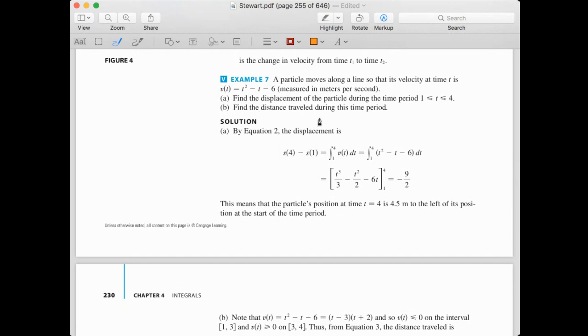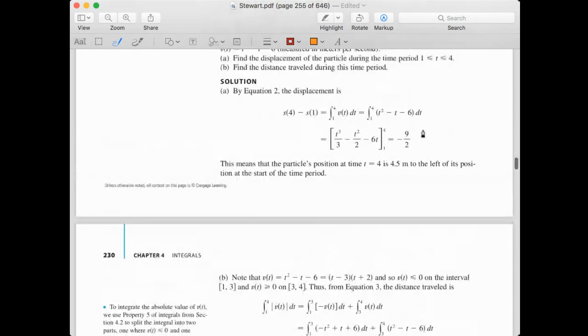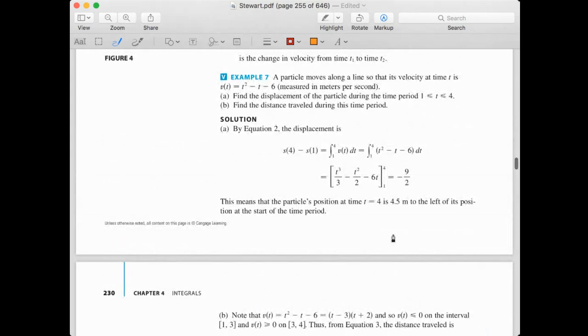So B, find the distance traveled during this time period. We can factor this velocity function as t minus 3, t plus 2. Then velocity is less than or equal to 0 in the interval of 1 to 3. It's greater than or equal to 0 on 3 to 4, right? Because we have this interval from 1 to 4 to consider.